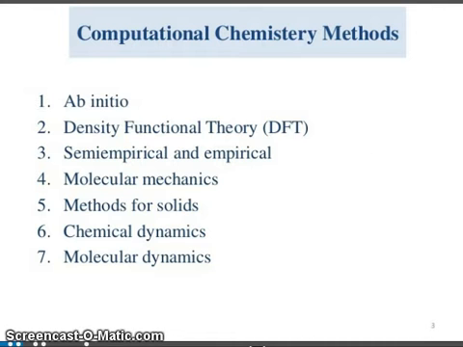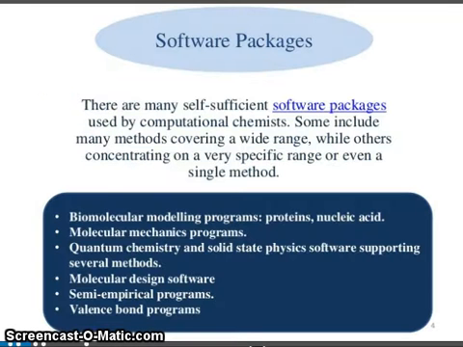Now, computational chemistry methods: ab initio, density functional theory, semi-empirical, empirical, molecular mechanics, methods for solids, chemical dynamics and molecular dynamics. Software packages: there are many self-sufficient software packages used by computational chemists. Some include many methods covering a wide range, while others concentrate on a very specific range or even a single method. Biomolecular modeling programs, protein and nucleic acid, molecular mechanics programs, quantum chemistry and solid state physics software supporting several methods, molecular design software, semi-empirical programs and valence bond programs.